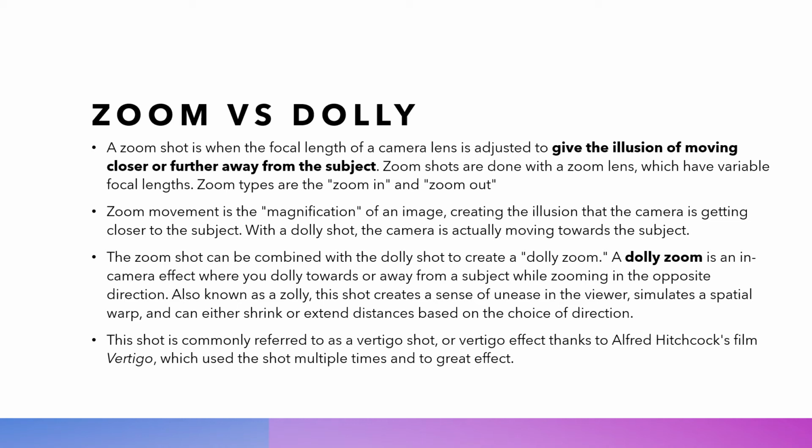A dolly zoom is an in-camera effect where you dolly towards or away from a subject while zooming in or out in the opposite direction. It's also known as the zolly, and this shot creates a sense of unease in the viewer. It simulates a spatial warp and can either shrink or extend distances based on the choice of direction. This shot is commonly referred to as a vertigo shot or a vertigo effect, thanks to Alfred Hitchcock's film Vertigo, which used this shot multiple times to great effect.